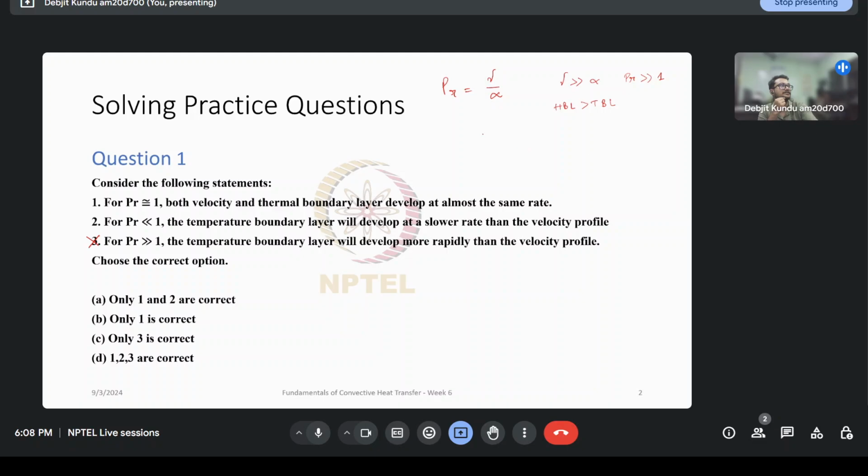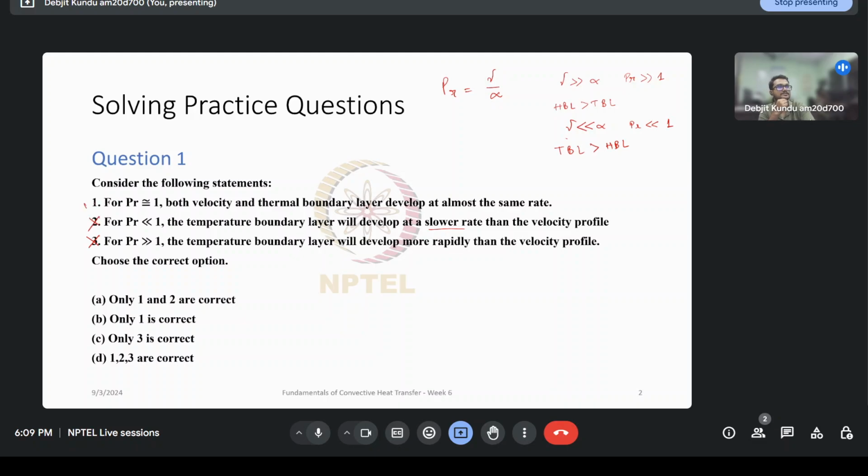Now, along similar lines, if nu is much less than alpha, which means that Prandtl number is much less than 1, in that case, the thermal boundary layer will grow more rapidly than the hydrodynamic boundary layer. But once again, the statement contradicts the truth, saying that the thermal boundary layer will develop at a slower rate. So statement 2 is false as well.